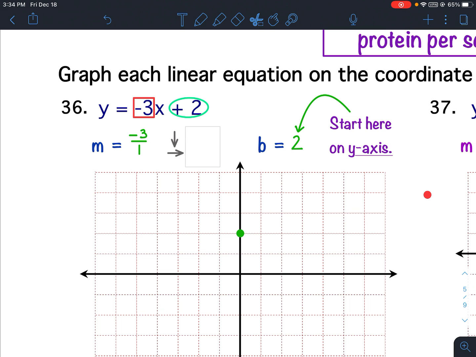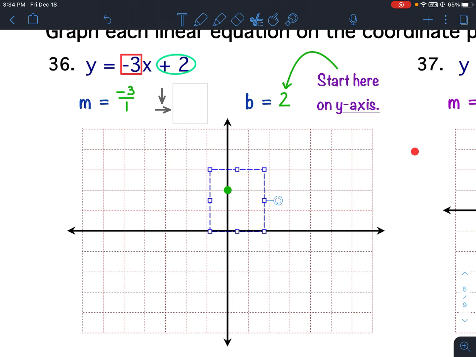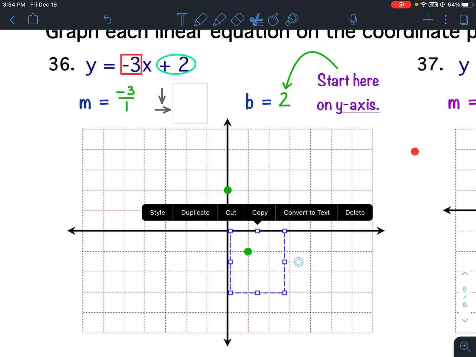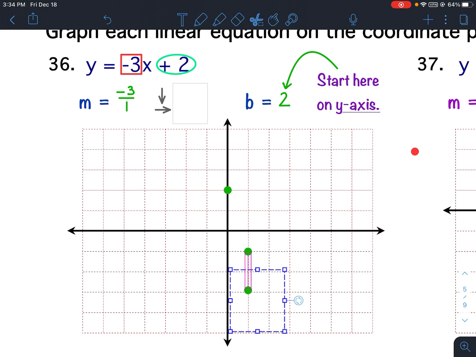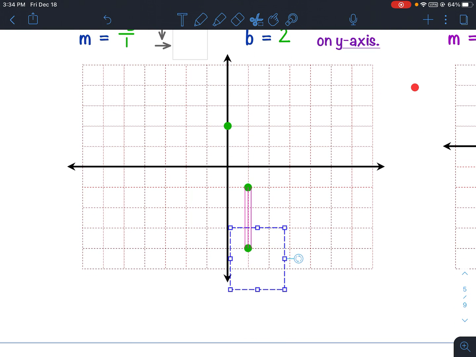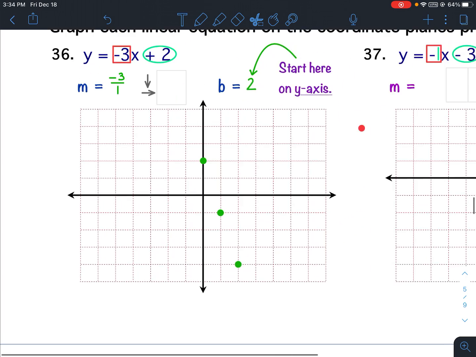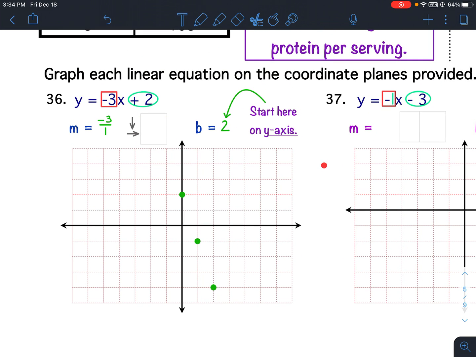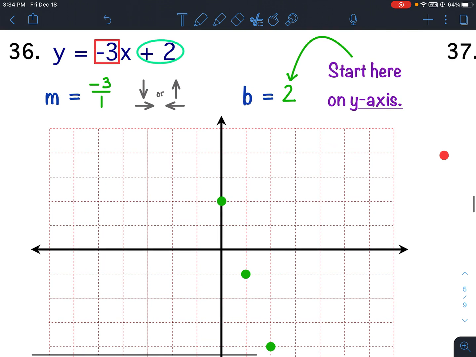That means I'm going to go down 3 and to the right 1. So from this point, I go down 1, 2, 3, to the right 1. And I do that again. Down 1, 2, 3, and to the right 1. Now that I've gone down and to the right as far as I can, I go the opposite direction, which is up and to the left. So I'm going to go back to my original point, and go up 3, 1, 2, 3, and to the left 1.